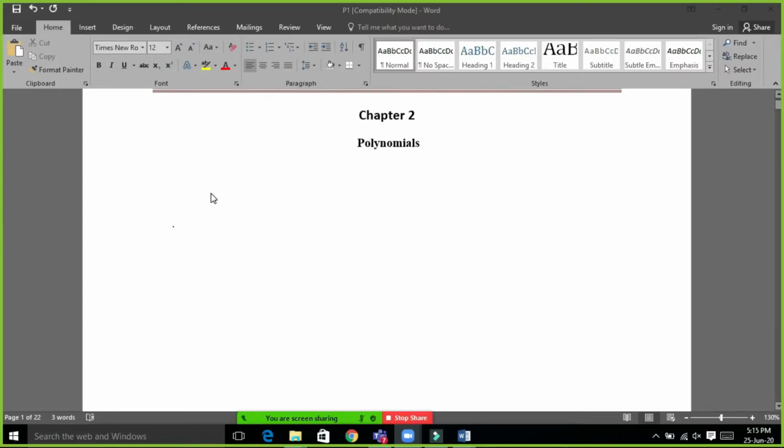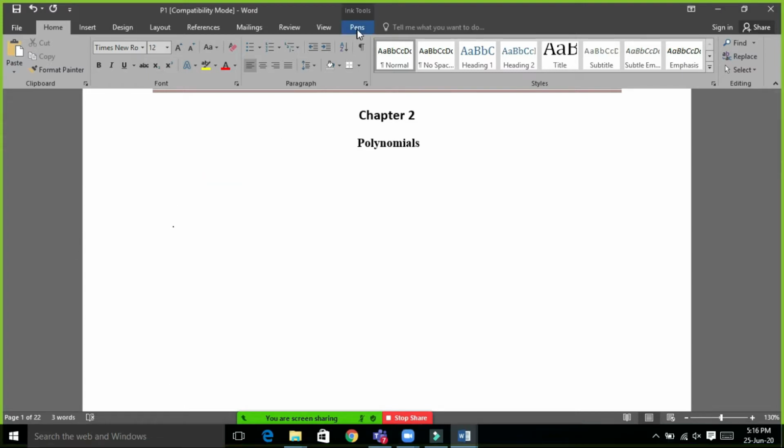Hello student. Today we start with the second lesson of class 10, that is polynomial. So polynomial is a function of the form a0 plus a1x plus a2x square plus a3x cube up to an x to the power n. We have learned some things about the polynomial in class 9, so I am writing here the definition of polynomial.